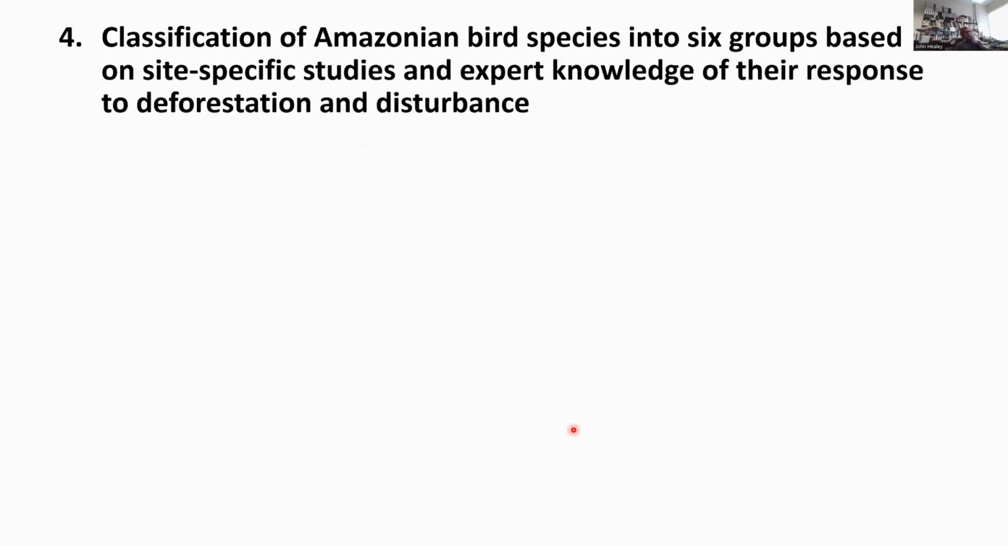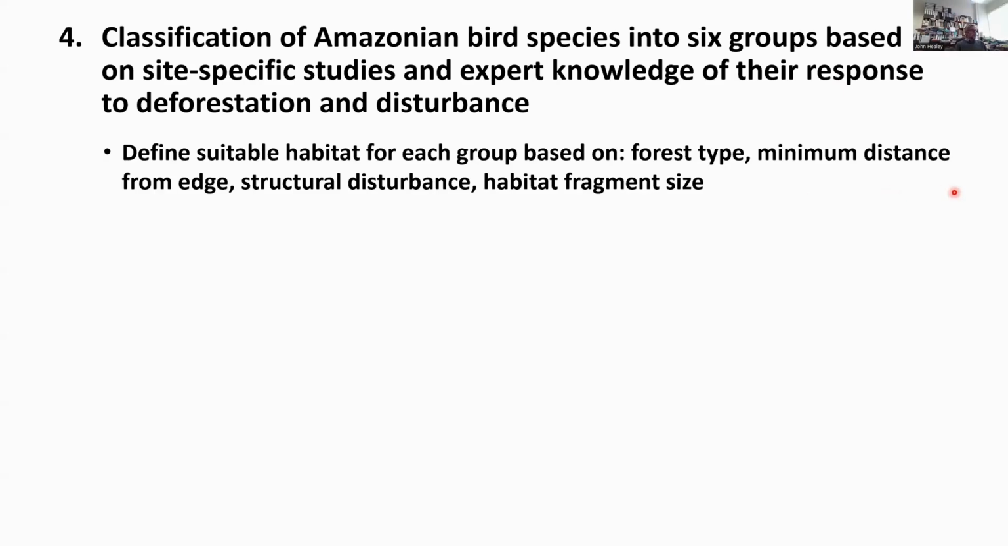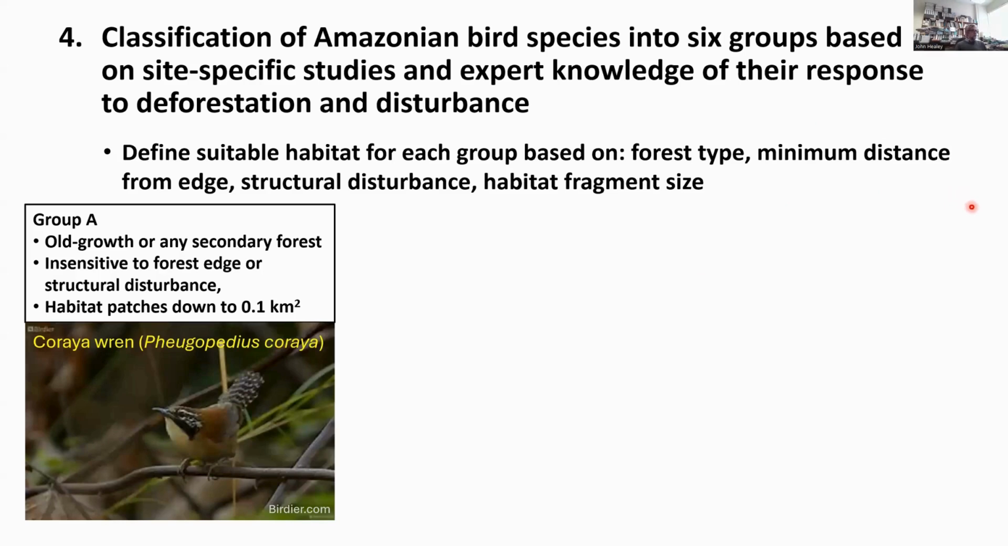Next, and I'll take a bit of time to walk you through this classification. She classified all the known Amazonian bird species into 6 groups based on site-specific empirical studies and expert knowledge, several of the most renowned experts on Amazonian birds and even co-authors of this study, and how these different groups of species respond to deforestation and disturbance. So that's based on defining suitable habitat for each group based on forest type, minimum distance from edge, structural disturbance, habitat fragment size. So here we go.